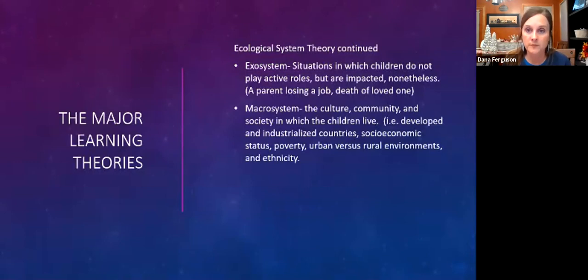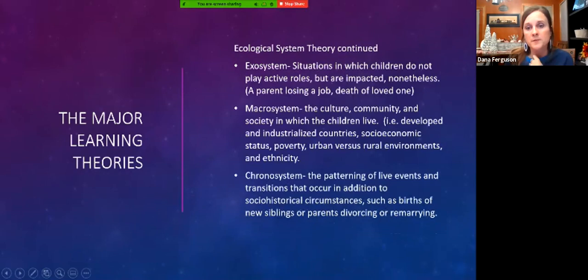Then there's the macrosystem, the culture, the community, and the society in which the children live. Whether a child lives in a developed society or an industrialized country, what their socioeconomic status is, whether they're raised in poverty, whether they're in an urban area versus a rural environment, and their ethnicity. All of this affects a child's development.